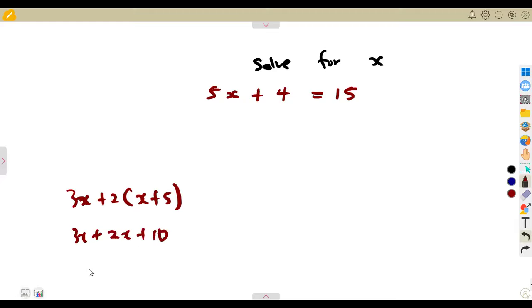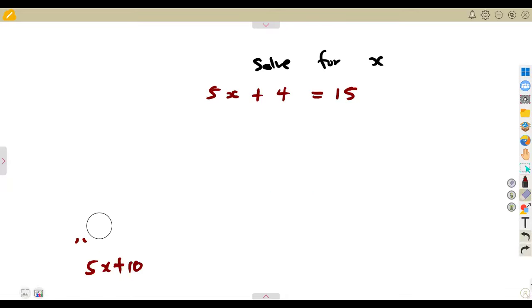This is a different scenario. You add your terms like this, but you are not finding the value of x. You are not saying x is equal to a certain value. No, it is just an answer like 5x plus 10. There we do not have the value of x. It's an expression, which is different from solving for x. To solve an equation now is to determine the value of x.